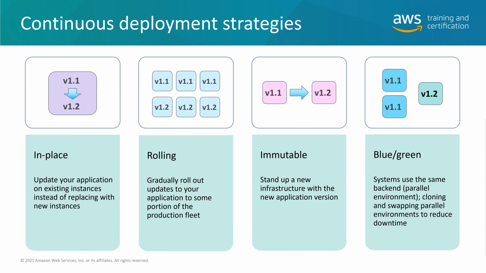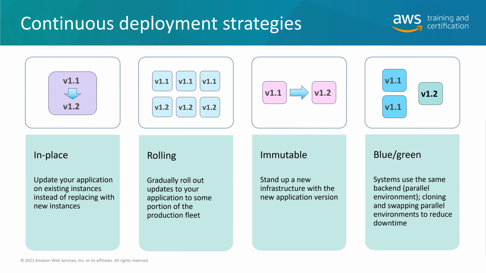Michael, is that not the rolling style? I'm sorry, say again? What you explained now, is that not rolling rollup? Well, rolling is an in-place update. Immutable adds new infrastructure, right? So in-place and rolling replace the existing systems, right? The difference is that in-place does it all at once and rolling does it one at a time, or whatever percentage you specify.